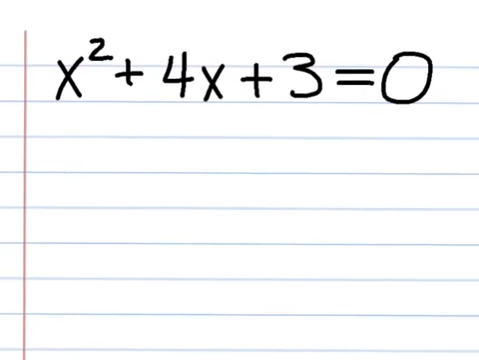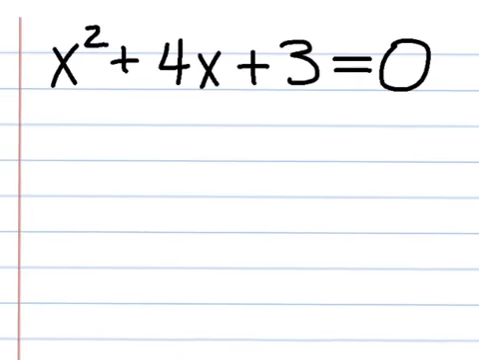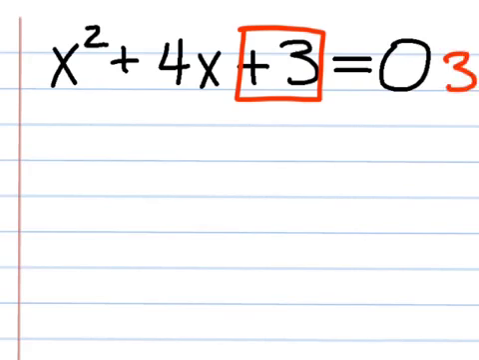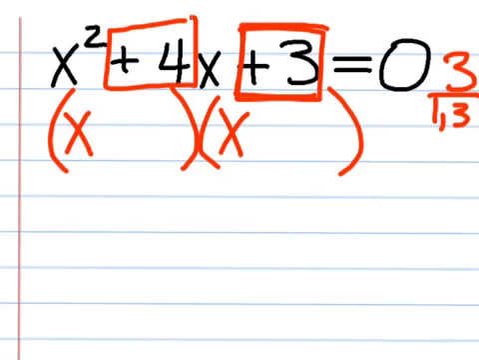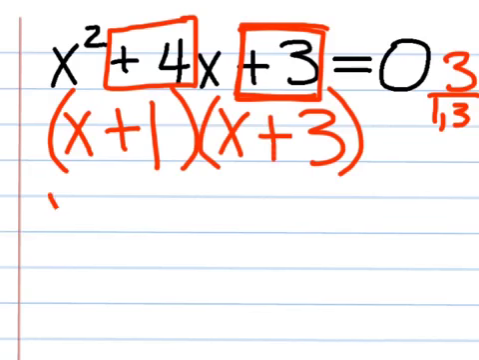Okay, solution for practice problem number 1. We have x squared plus 4x plus 3. We want to look at the factors of positive 3. What are the factors of 3? 1 and 3. Are there any others? Now that pretty much narrows it down what our factors are going to be. Okay, 1 and 3, do those multiply to give us 3 and add to give us positive 4? Yes. So those are going to be our answers.